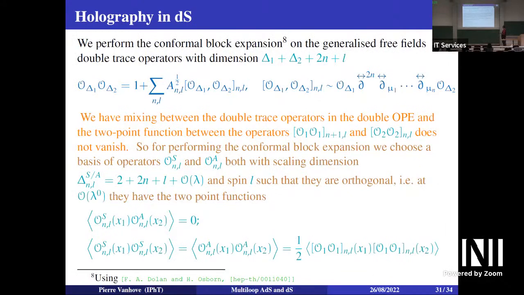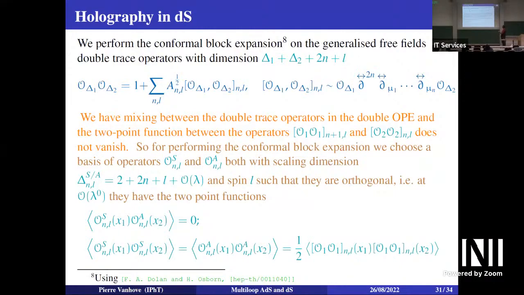Then what you do is you have to use the conformal block expansion, and the standard reference for that is this. The problem is that because we have delta 1 equal to 1, delta minus is 1 and delta plus is 2, we have a degeneracy in the dimension of the field.